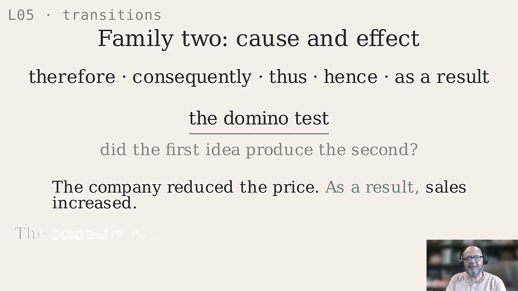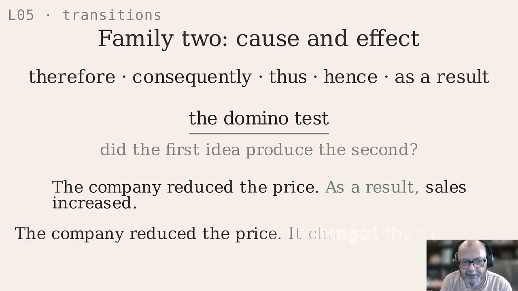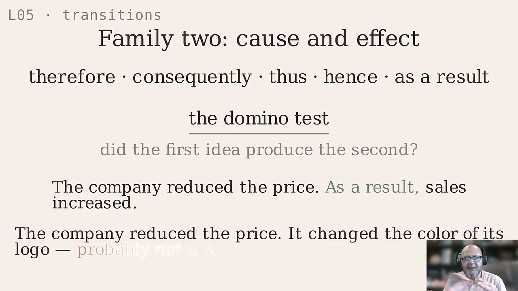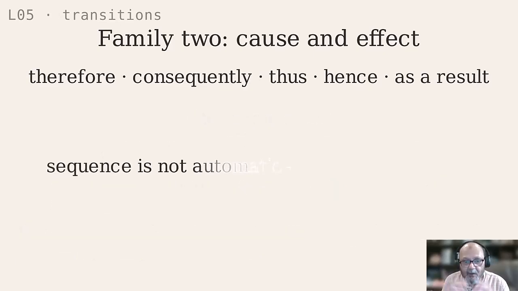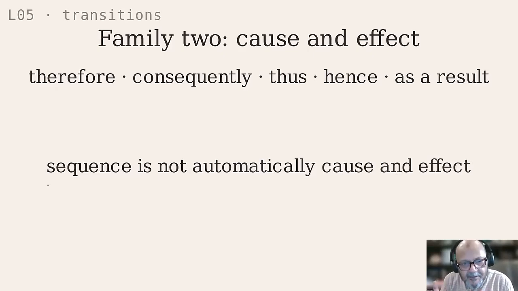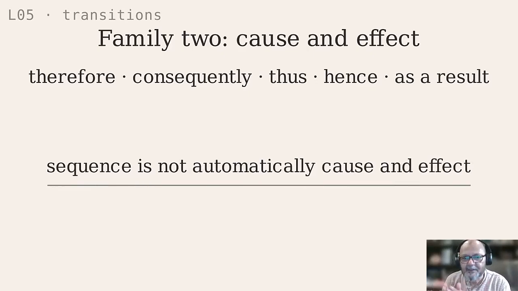Now consider this example. The company reduced the price of its product, blank. It changed the color of its logo, right? Did lowering the price cause the company to change the logo? Probably not, right? The second sentence may add another fact, but it is not necessarily a result. So remember this important rule: just because one event happens after another does not mean that the first event caused the second. Sequence is not automatically cause and effect.